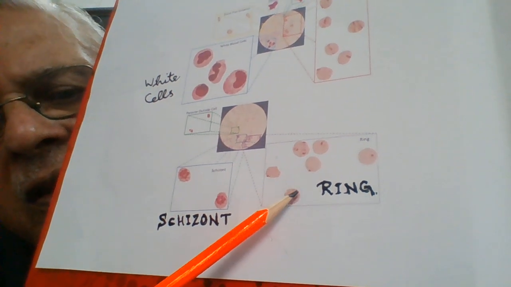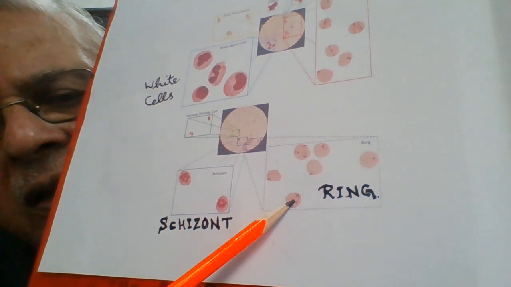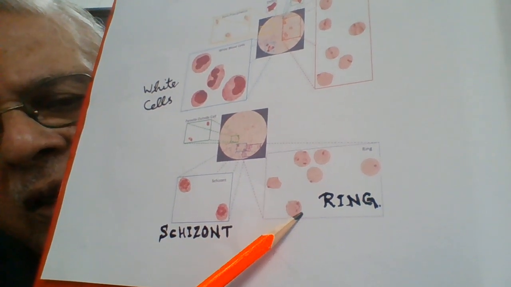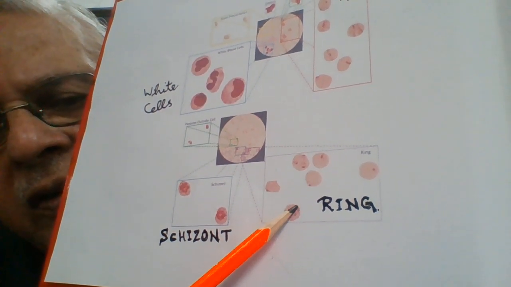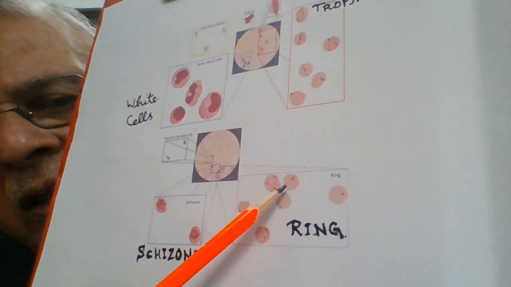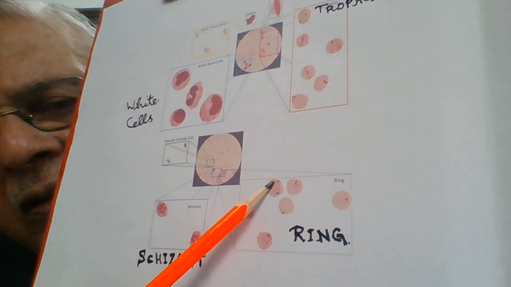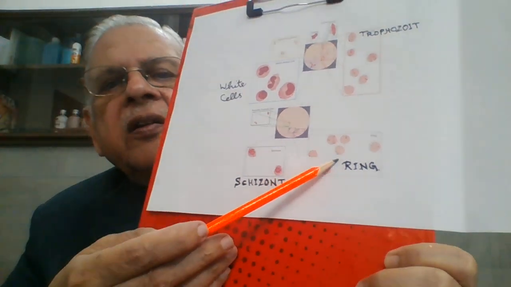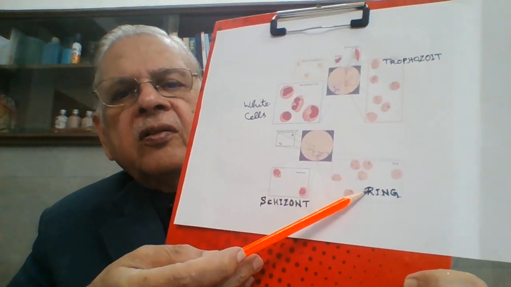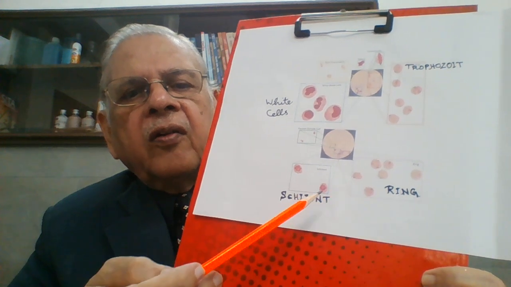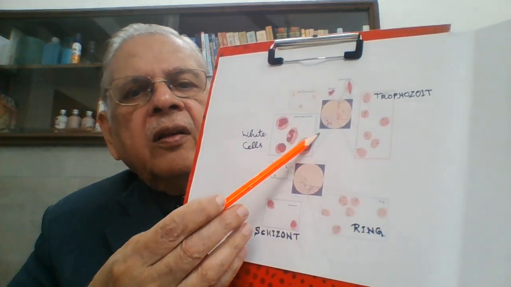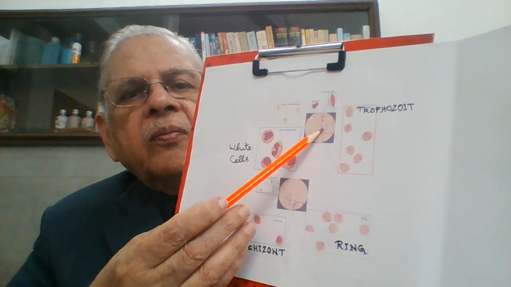You see, this is a dot here, and see this is a thin line around. It is forming a ring, like a stone in the ring. It is forming the same way here, ring, here also ring. This is called ring stage or signet ring stage. This comes after the schizont. A ring is formed, and then it divides into many ones.